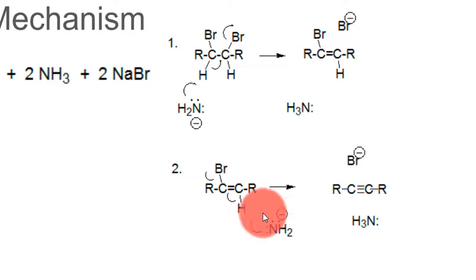So here's the second equivalent of amide. It comes in, pulls off the other hydrogen, drops it in to what is now the double bond, making it into a triple bond, and kicking out the bromide. So it becomes Br negative. So it's essentially the same mechanism twice.